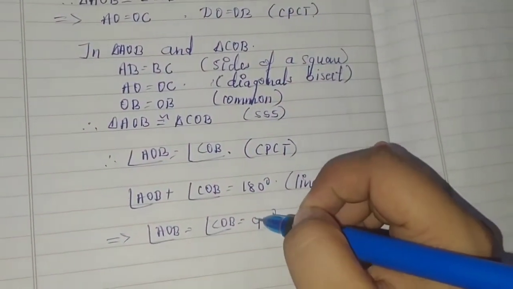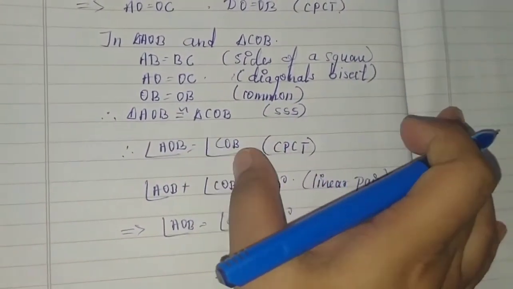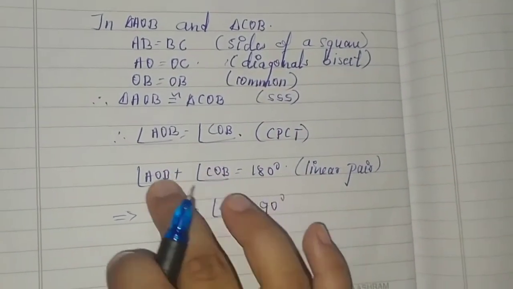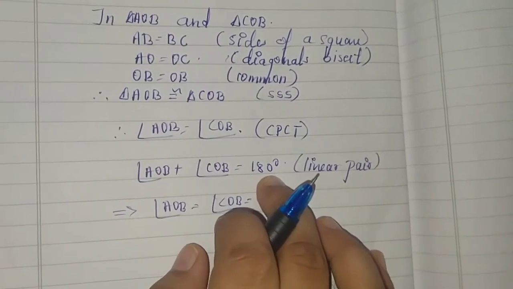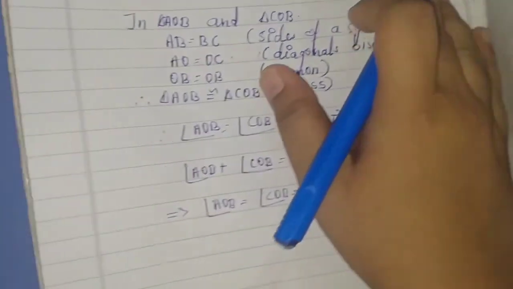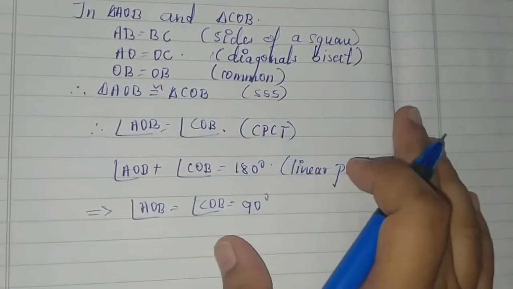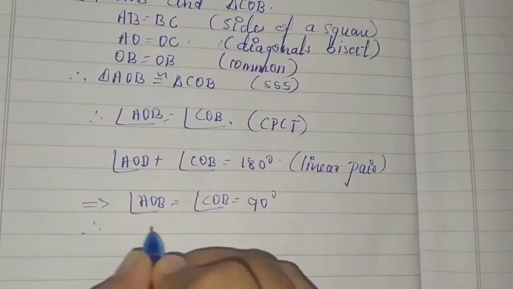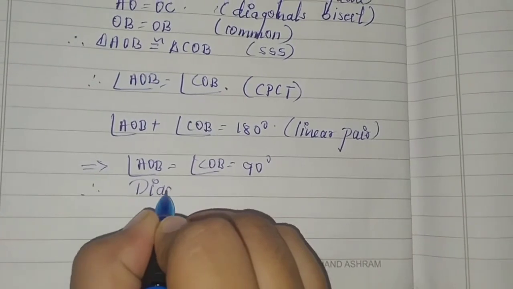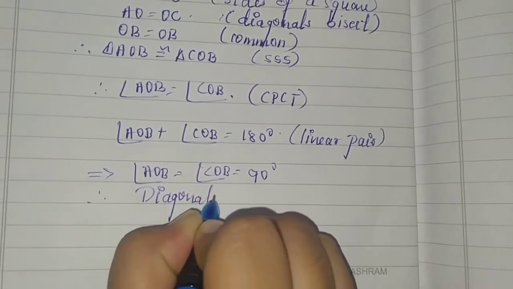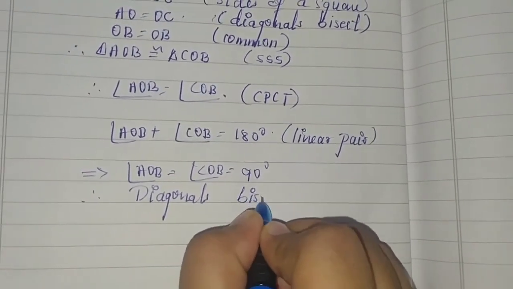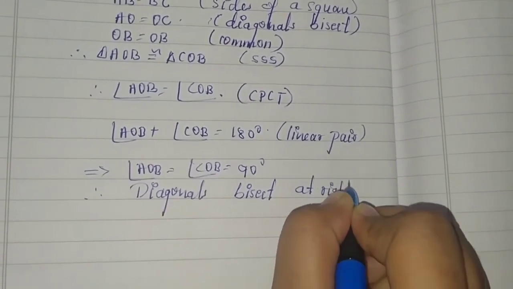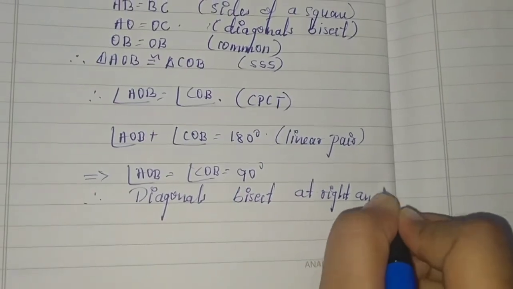So this implies angle AOB is equal to angle COB is equal to 90 degrees. Why will this be equal to 90 degrees? Because already we know that AOB is equal to COB, and the sum of these two angles is 180 degrees. So we can write that AOB is 90 degrees and COB is 90 degrees. Therefore, you can say that the diagonals of a square bisect at right angles.